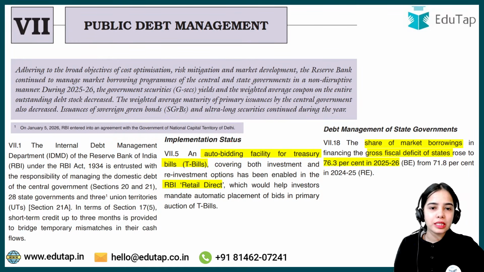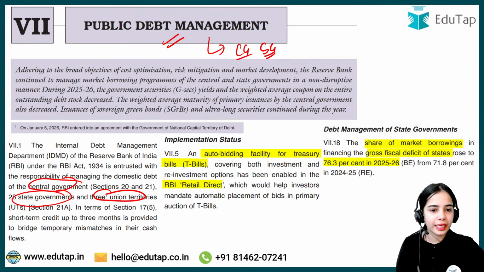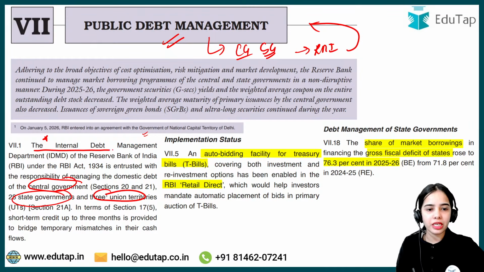Next is auto bidding and public debt management. As you know, for the central government and the state governments, for the 28 state governments and 3 union territories, including the government of National Capital Territory of Delhi, it is the Reserve Bank of India that is responsible for public debt management. The Reserve Bank of India has a department, the Internal Debt Management Department, which is responsible for public debt management. So what are the updates?